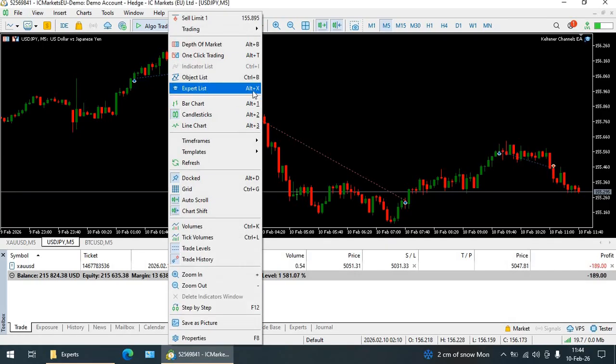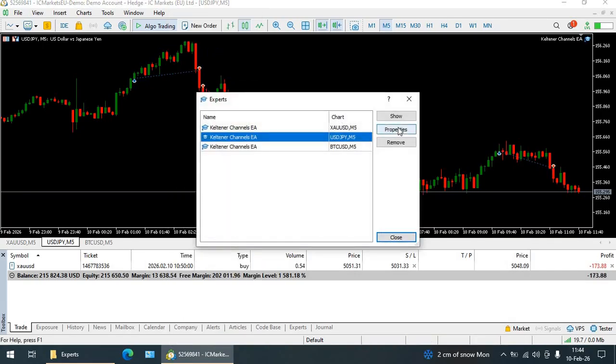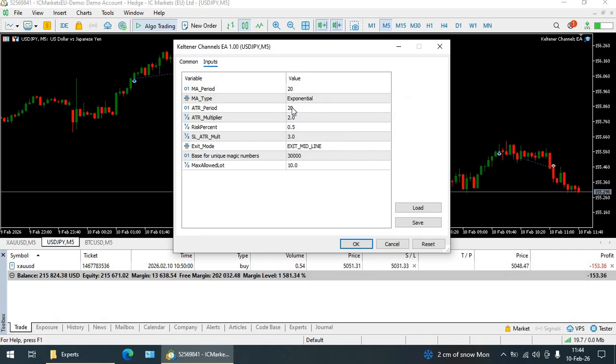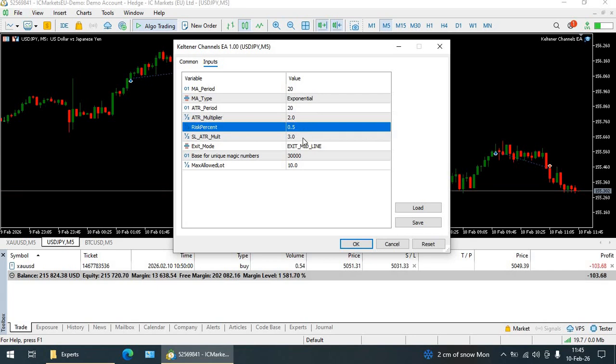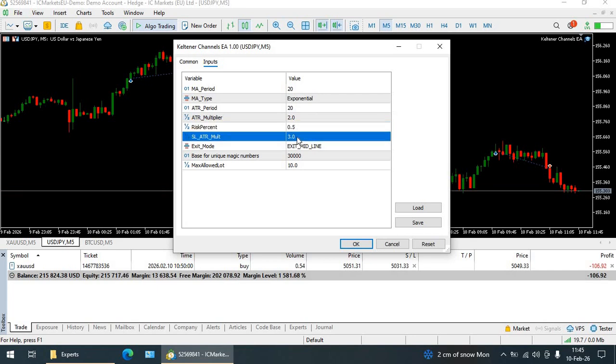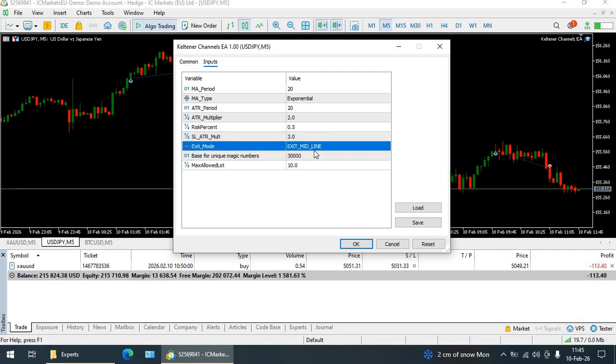But let's see the menu and the settings I used. Moving average period 20, type exponential, 20 period for ATR, ATR multiplier for band channels 2, risk percent per trade 0.5, and the stop loss used 3 ATR multiple. The exit mode is when the price closes beyond the midline.